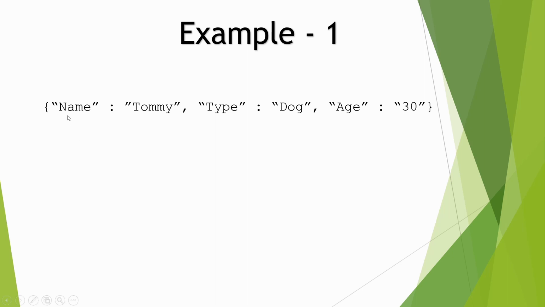If you see, name is an attribute which has the value of Tommy, type is an attribute which has the value of dog, and age is an attribute which has the value of 30. Also, you can have the data in the form of arrays, number, string, and boolean, true or false, etc. So here the age is represented as a string, 30, but you can also have the data type of age as an integer. If you give it without quotes, it will consider that as an integer.